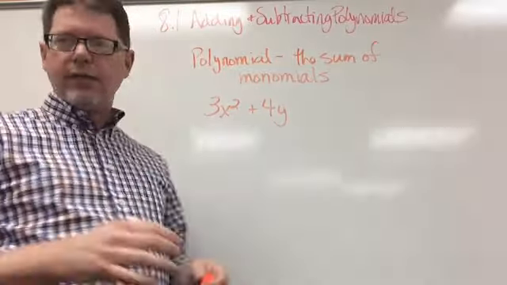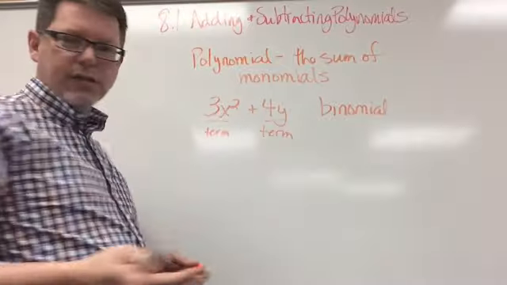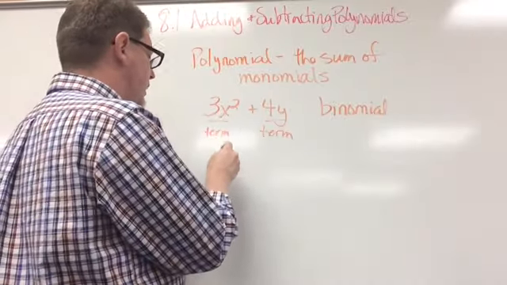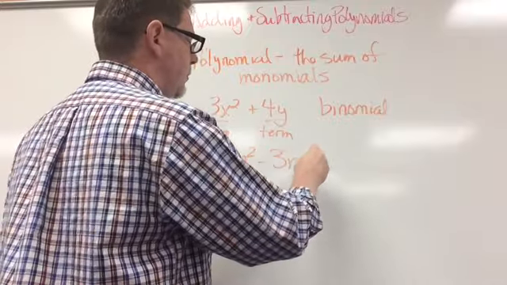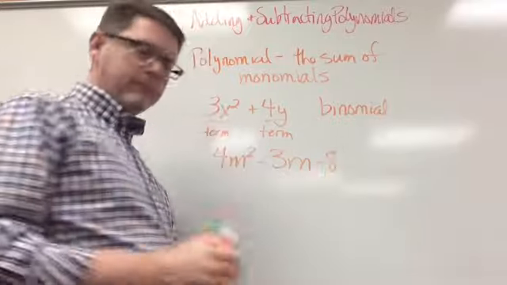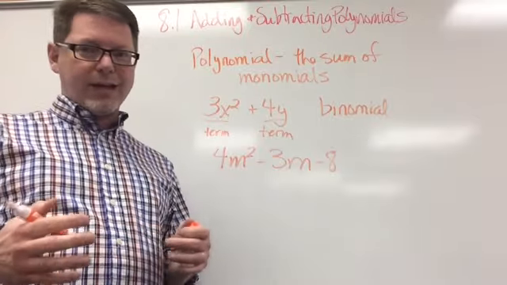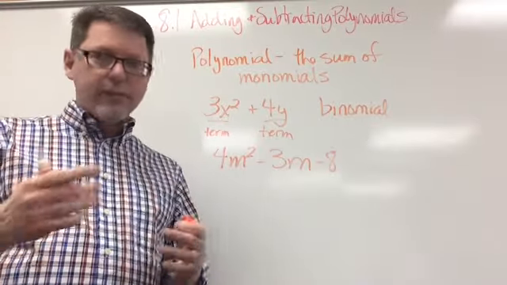And this is a special kind of polynomial. It's called a binomial because there are two terms in the polynomial. Each one of these would be considered a term. Okay? So two monomials added together creates a binomial, and each one of those is called a term. So if I have something like 4m squared minus 3m minus 8, is that a polynomial? Absolutely, it's a polynomial.